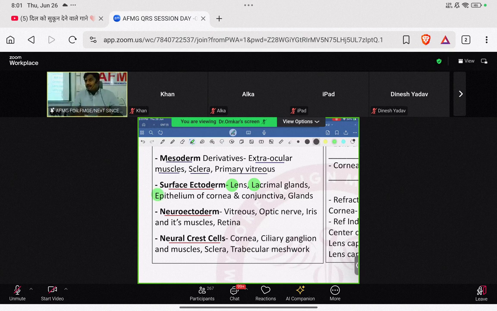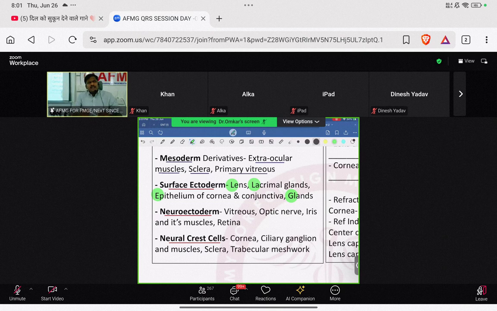E for epithelium of cornea and conjunctiva. Okay, what is cornea? So we know it is this transparent structure from which the rays of light enter into the eye. What is conjunctiva? The transparent covering which is protecting the sclera or the inner eyelid. So the protective covering is conjunctiva. The epithelium of cornea and conjunctiva.